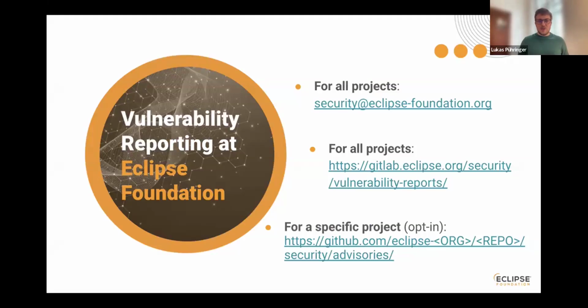First one is the security mailing list. It's security@eclipse-foundation.org. Second one is a dedicated GitLab repo under Eclipse Foundation's GitLab instance. The repo is called Vulnerability Reports. And the third option is for projects that host their source code on GitHub. It's called GitHub Repository Security Advisories, and you have to opt in for it. We'll look at each of those options in more detail next.